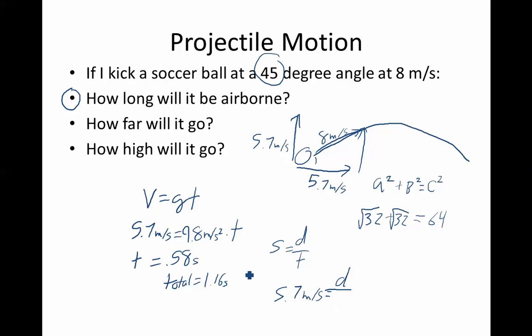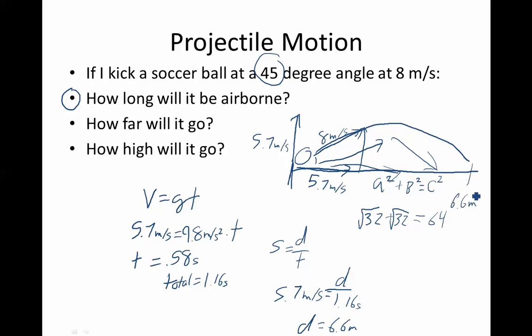Now, here we have to make a decision. Do we want to use half time or full time? Well, it's moving sideways, whether it's going up or going down, it's still going sideways. So I'm going to use the full time, the 1.16 seconds. Multiply both sides by 1.16 and I get a distance of 6.6 meters. Distance is 6.6 meters. So I know from here all the way to here is 6.6 meters.